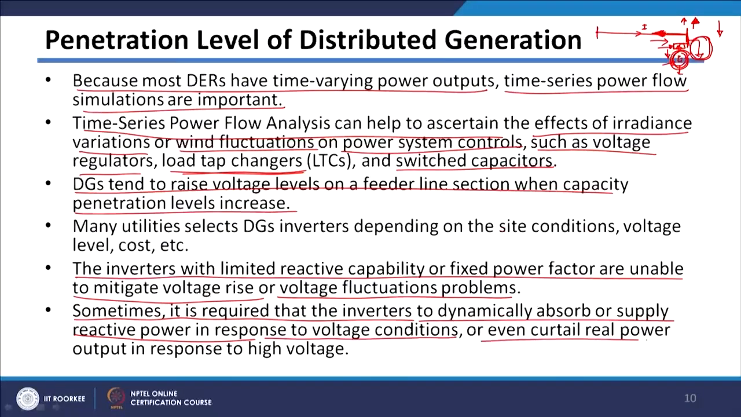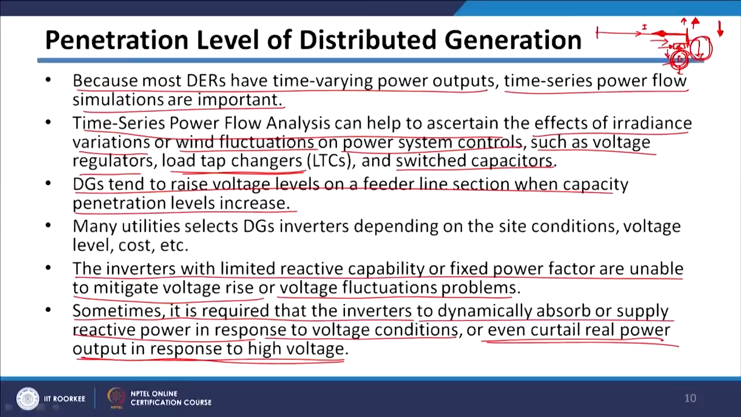It is crucial that the real power output of the generator can be curtailed in response to high voltage. So, whenever there is high voltage, you need to supply or absorb the reactive power depending upon the voltage condition. In that case, during the absorption or supply of reactive power, some amount of real power penetration can be curtailed.